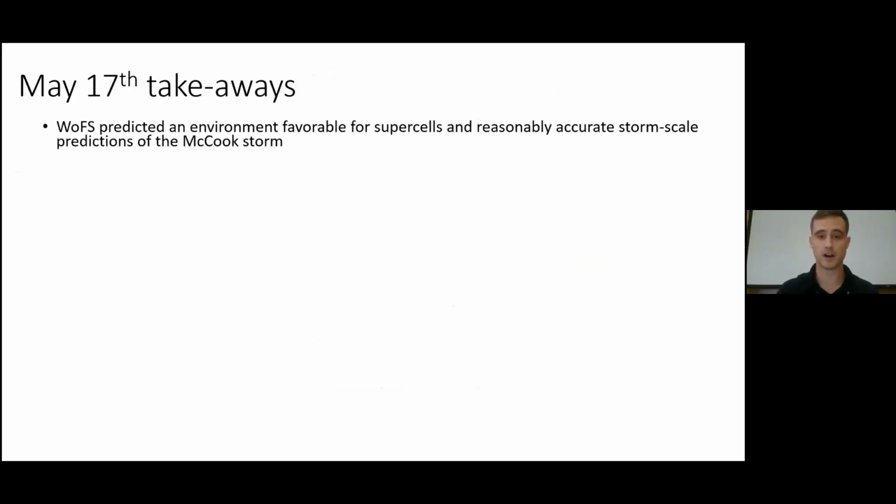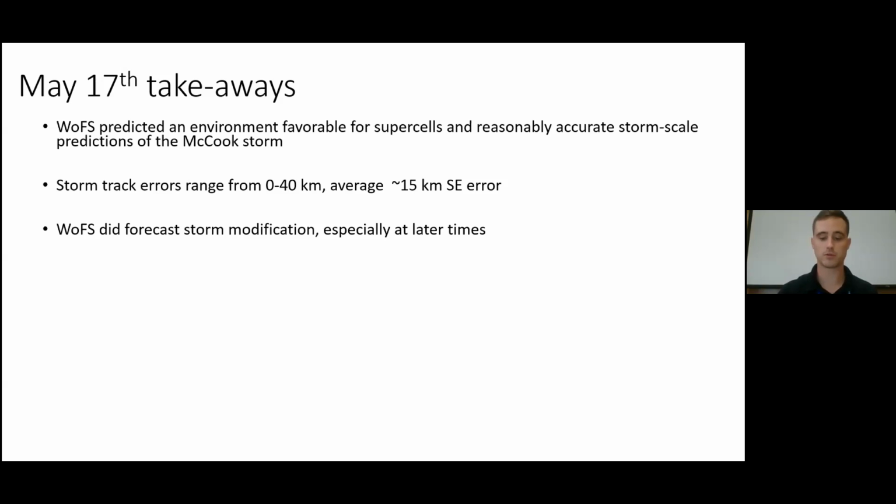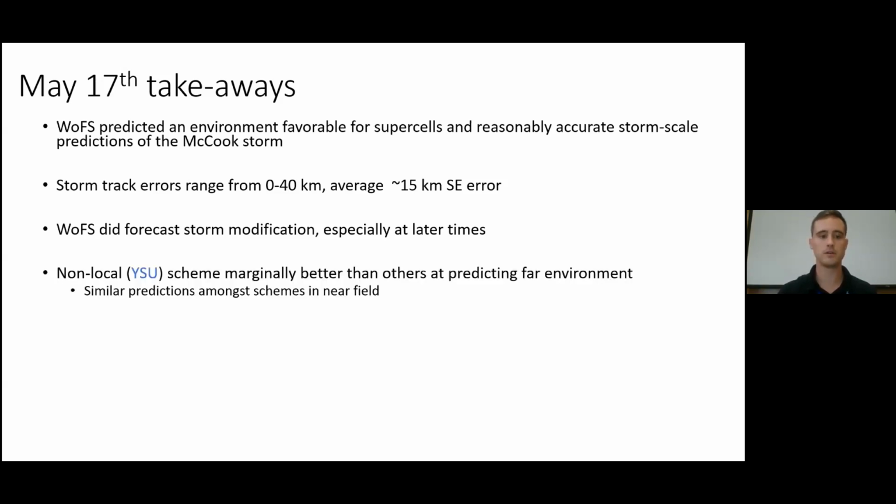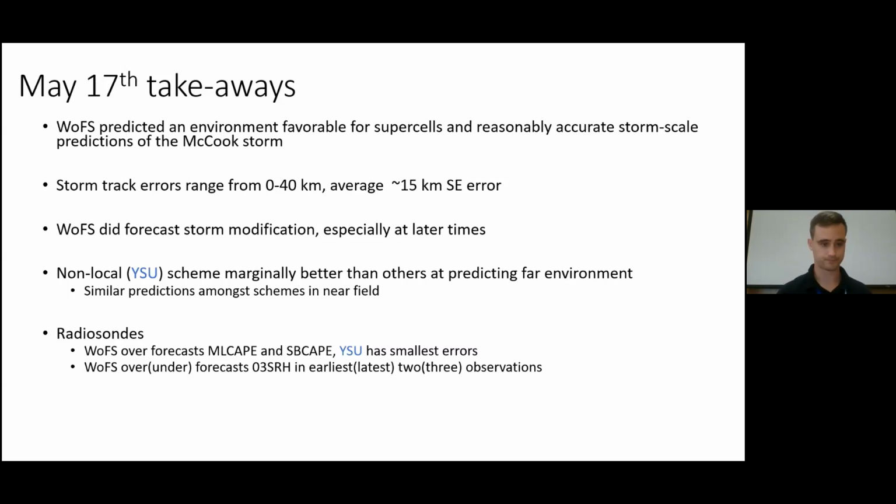Okay, so to summarize May 17th. WoFS did predict an environment favorable for supercells and reasonably accurate storm scale predictions of the McCook storm. The storm track errors were from about 0 to 40 kilometers, but the average error was about 14 kilometers to the southeast. WoFS did forecast storm modification, especially as time went on. The non-local scheme did perform marginally better than others at predicting the far field environment. Similar predictions among schemes in the near field.